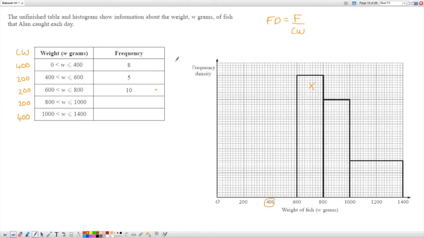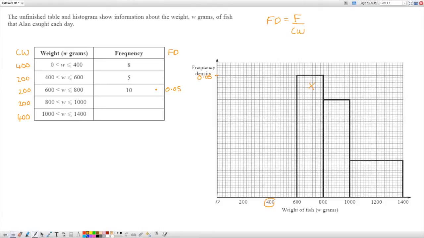Okay, so let's use this now to calculate the frequency density. The only place we can do that, using the graph, is focusing on this third column to start with. So take the frequency, 10, divided by 200. 10 divided by 200 is going to give us our frequency density of 0.05. So right here, at this point, we know that the frequency density is 0.05.